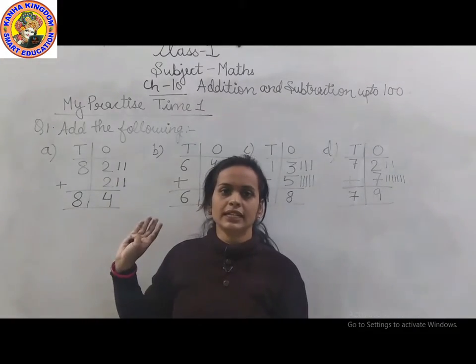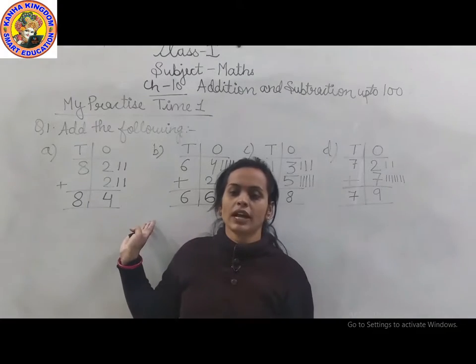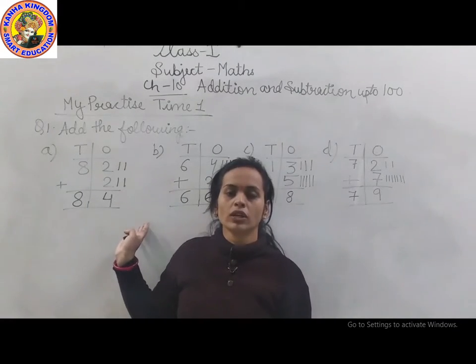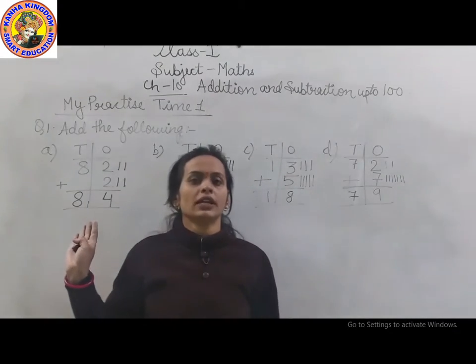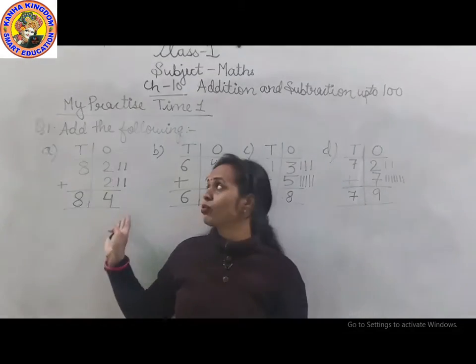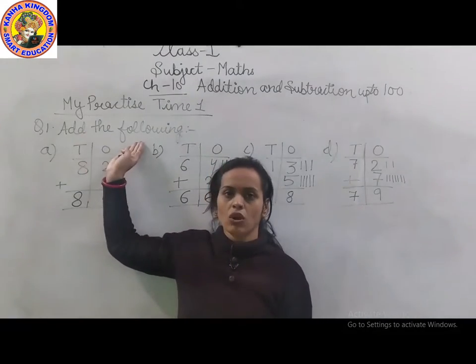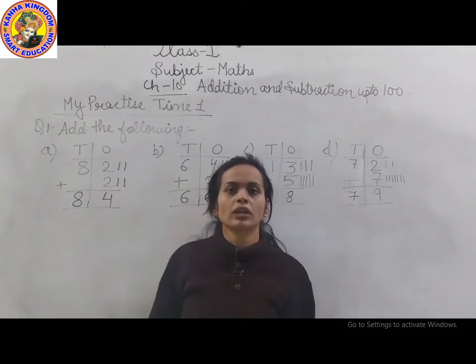So question number 1, A, B, C, D, just write down in your book, and the rest of the questions of question number 1, add the following, solve in your book.